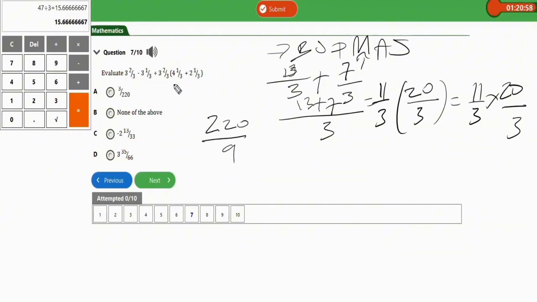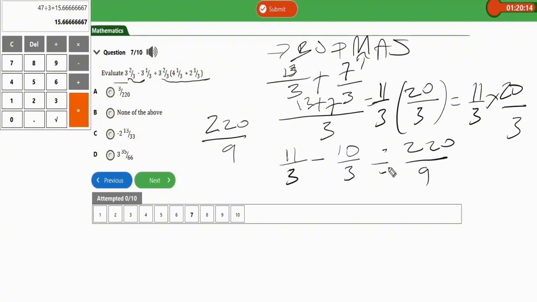So we have now simplified what we have from this place. We have now simplified this. Okay, so we are now left with this guy. But let's firstly convert what we have here to an improper fraction as well. So let's simplify this one now. We have 3 times 3, that's 9 plus 2, 11 over 3 minus 3 times 3, 9 plus 1, that's 10 over 3. Alright, so this is what we have now. 11 over 3 minus 10 over 3 divided by 220 over 9.